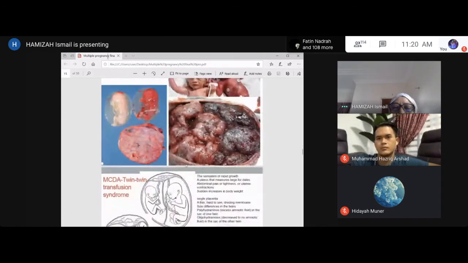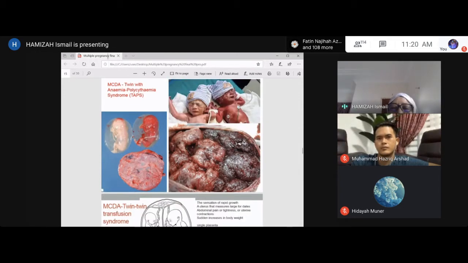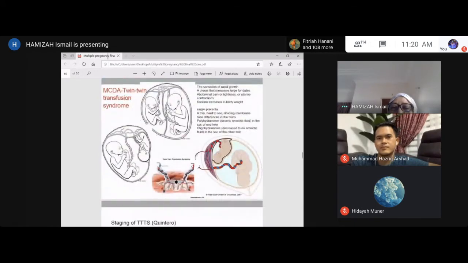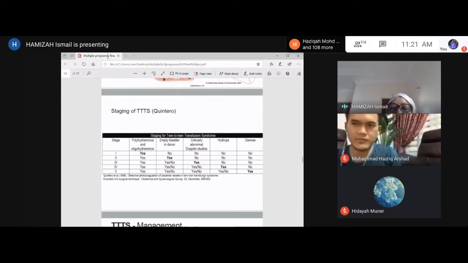So MCDA twins result from a minor blood vessels anastomosis. Then your TTTS at the level of cotyledon. Usually the MCQ will ask this, at the level of cotyledon or at the level of uterine artery. So this is at the level of cotyledon, and you have your Quintero staging earlier.